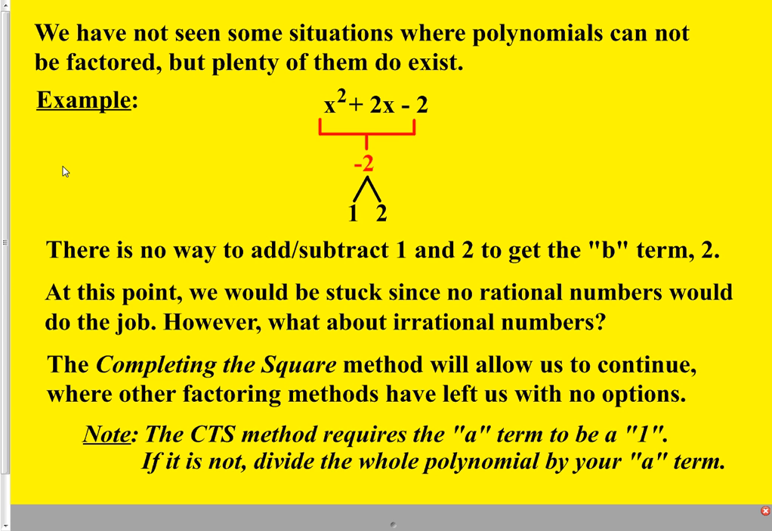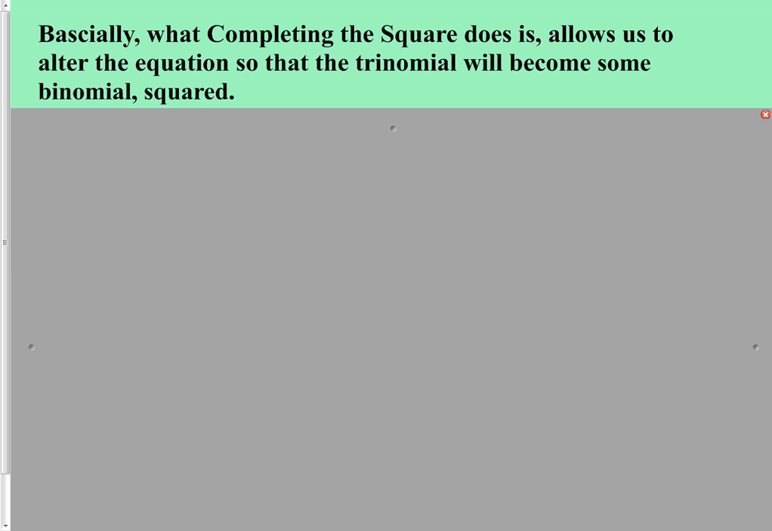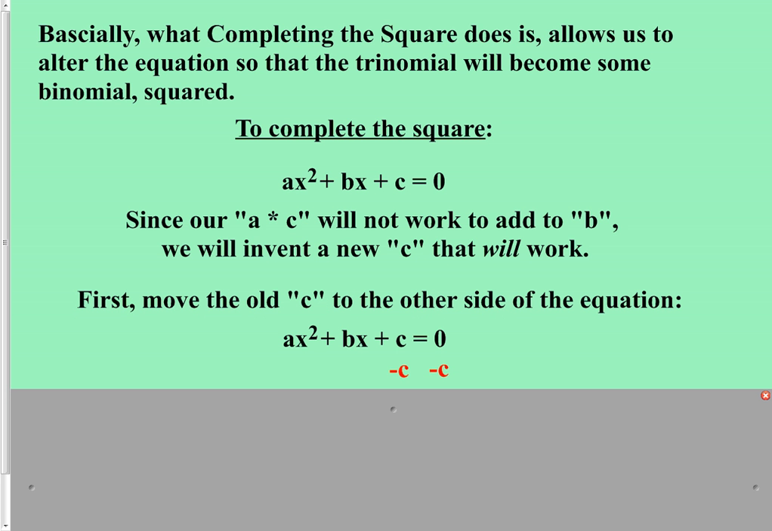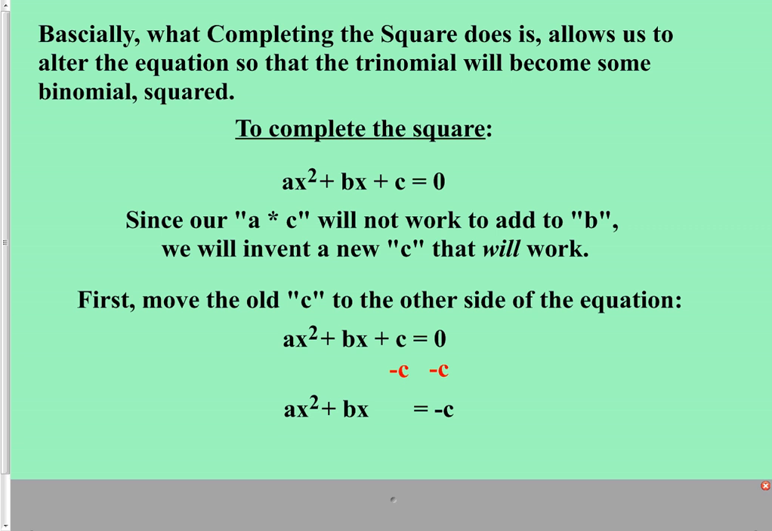Okay, so you do your A times C, check and see if it works. If it does, great. If it doesn't, fine. What we're going to do is we're going to take that problem and we're going to say, okay, problem, you're not working out. We're going to fix you so that you will. So what we're going to do is we are going to adjust the constant of the trinomial. To do that, we send the old constant to the other side of the problem, kind of like that. And then we need to invent a new C term.